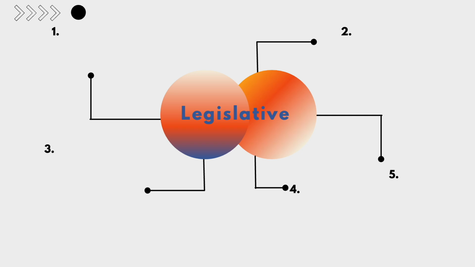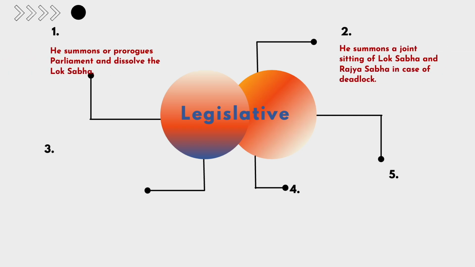Second is the legislative powers. Under this, the President has the power to summon or discontinue Parliament and dissolve the Lok Sabha in case of deadlock, which means agreement of both the houses is required for a bill to pass. If there is a non-agreement or deadlock situation, the President has the power to summon a joint sitting of both the houses, the Lok Sabha and the Rajya Sabha.